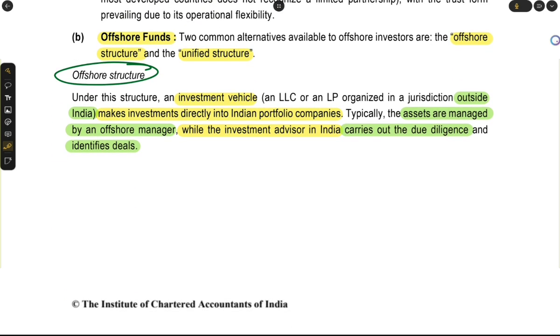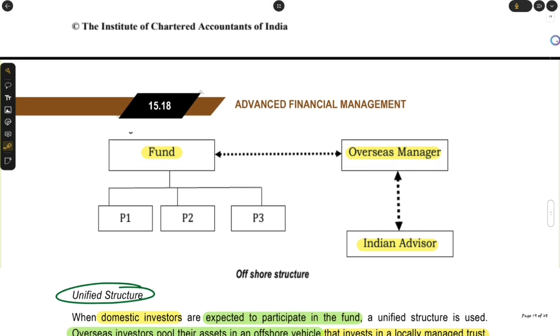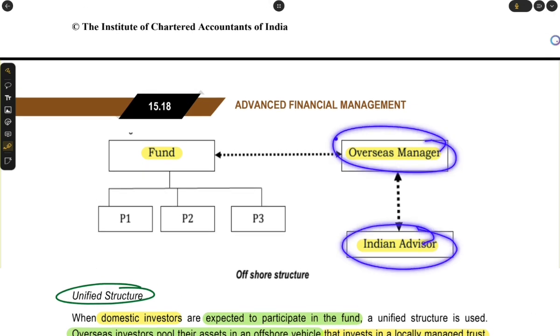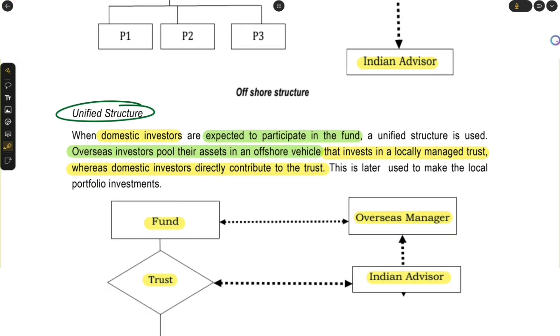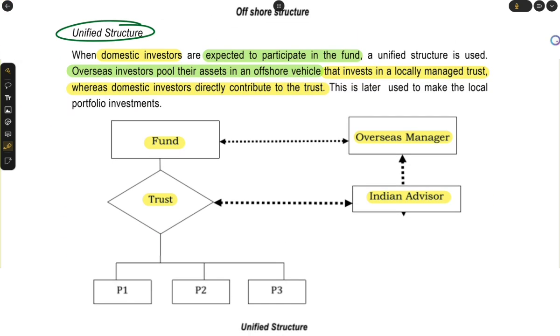Then for offshore funds, there are two types of structure: the offshore structure and the unified structure. Offshore is where there is an Indian advisor, and an overseas manager who manages the funds, but the Indian advisor searches for investment possibilities. Then there is the unified structure, where they make a fund and then a trust. Let me read, sorry.